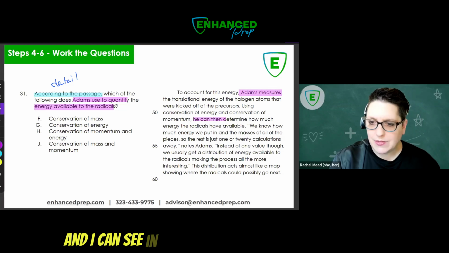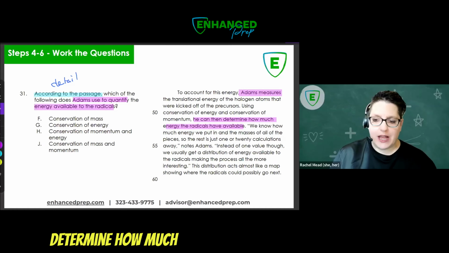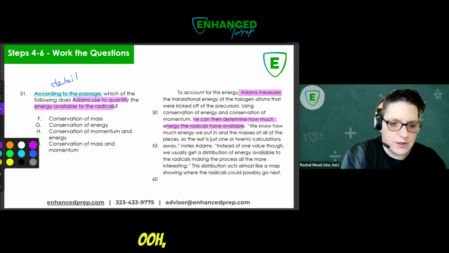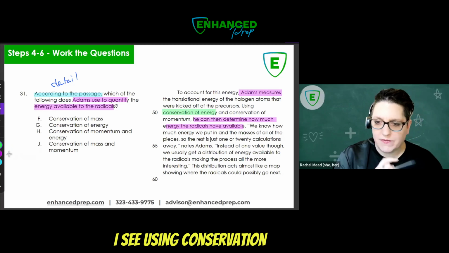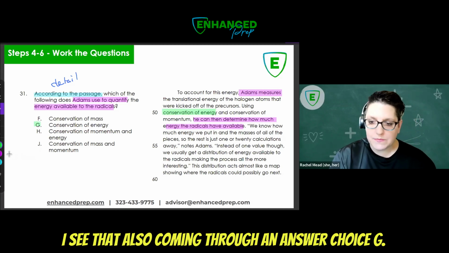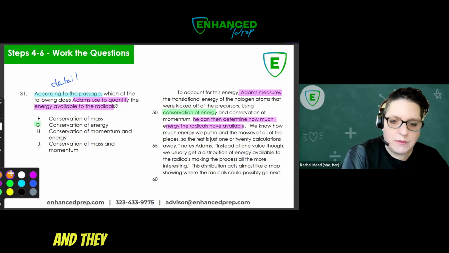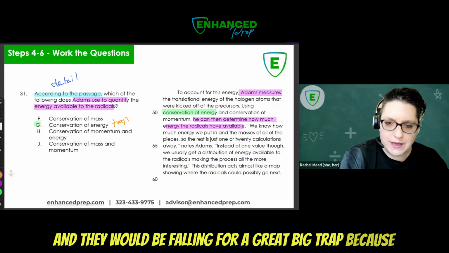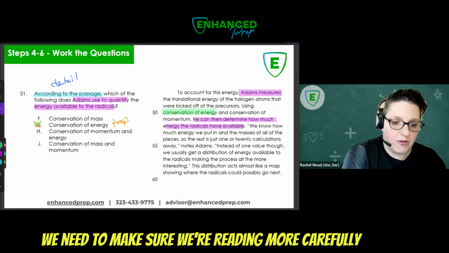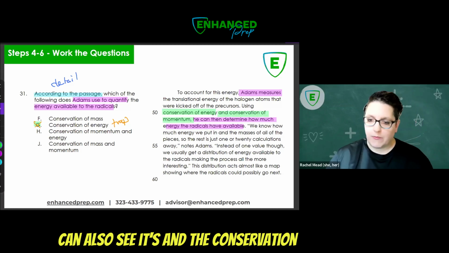And I can see in the same area, it's talking about to determine how much energy the radicals have available. So what's happening in between here? Ooh, let's see what we have. I see using conservation of energy. I see that also coming through in answer choice G. Now, that's the extent of what most students would do to answer this question, and they would be falling for a great big trap because this is our wrong answer. We need to make sure we're reading more carefully, and we can also see it's and the conservation of momentum.